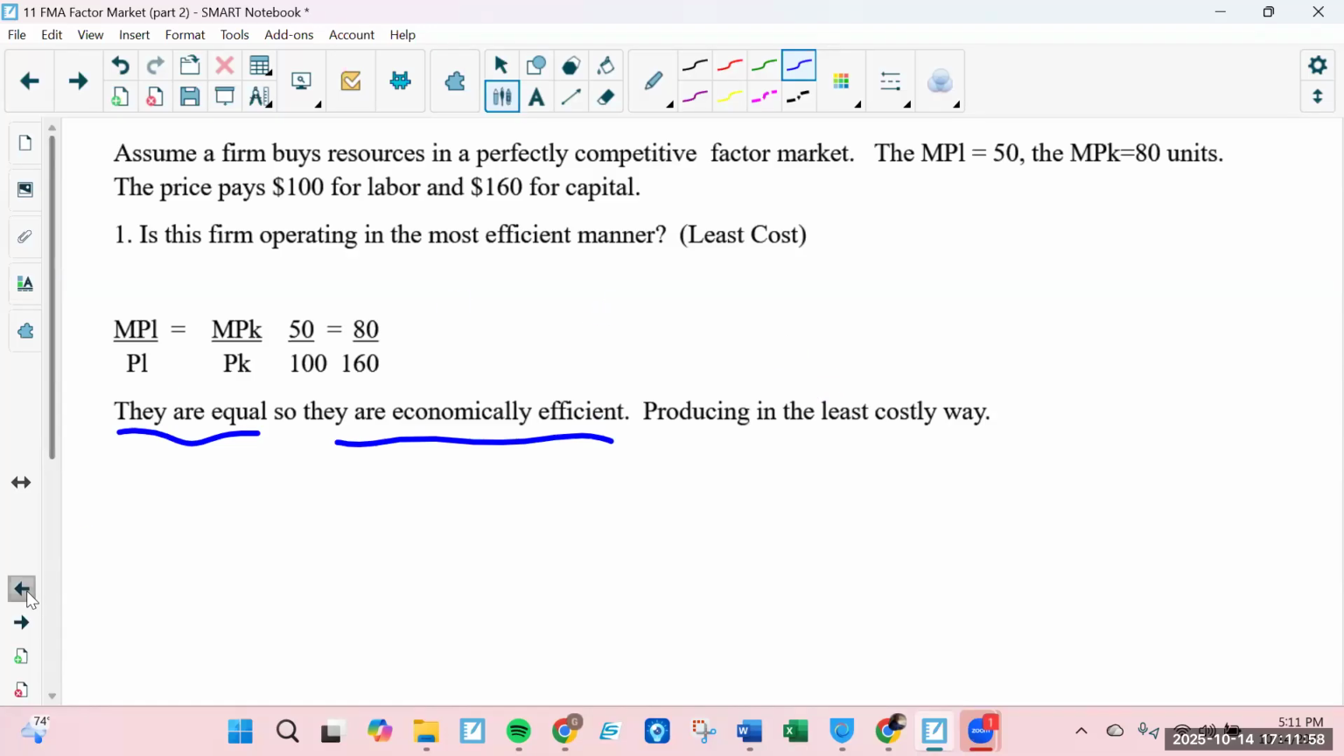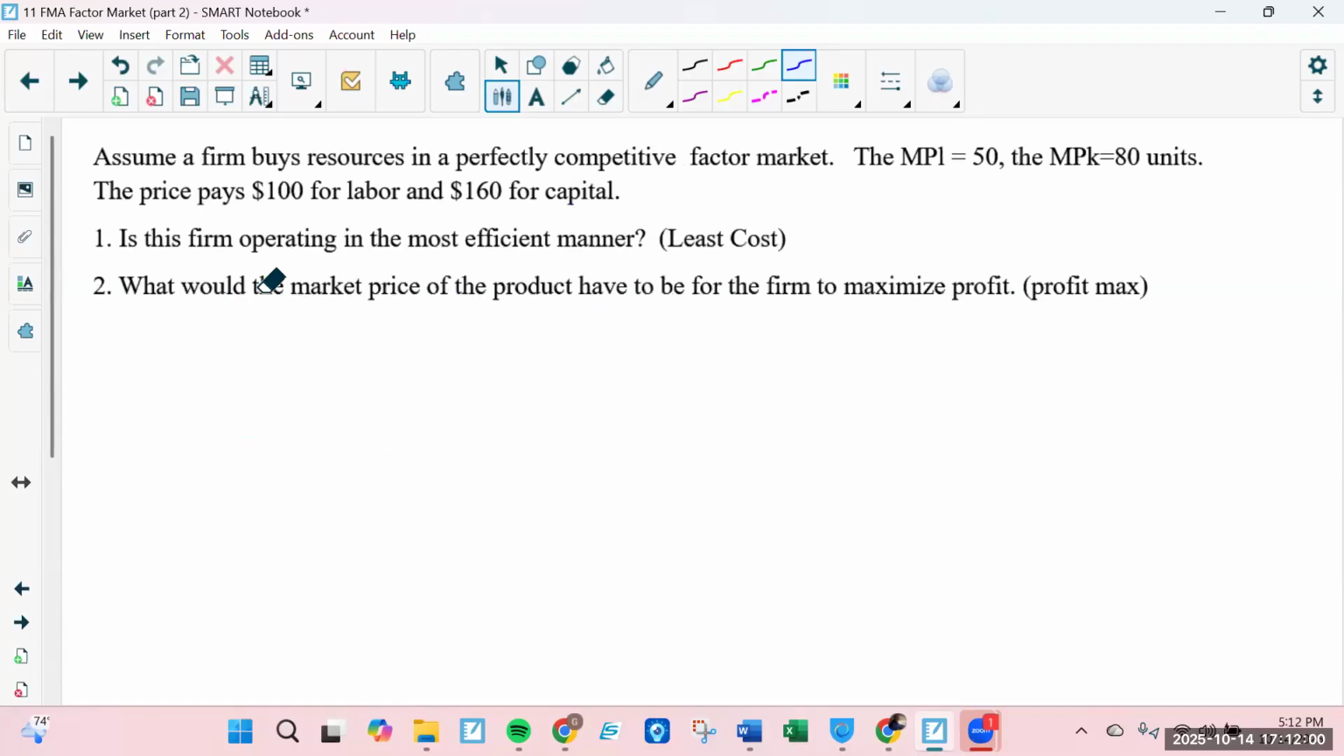Then the next question says, what would be the market price of the product for the firm to be profit maximizing? So notice here we've got the price of labor and the price of capital, but we don't have the market price. Very good question here. They can ask this, okay? So how do we find out the market price?